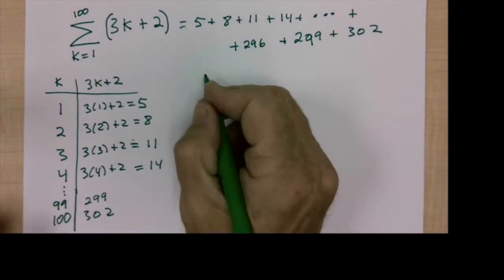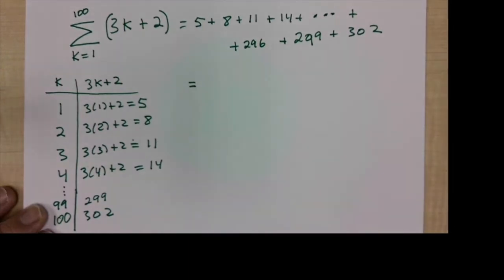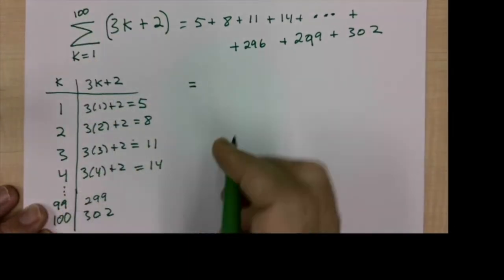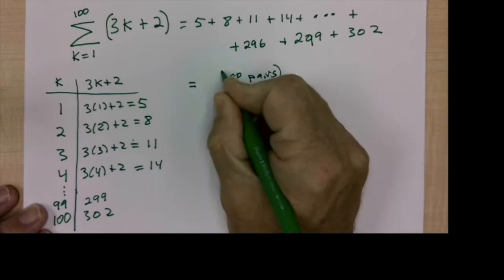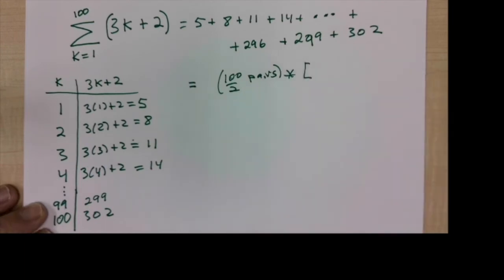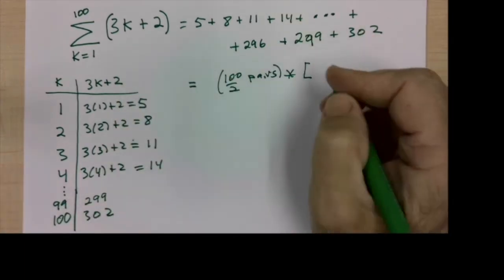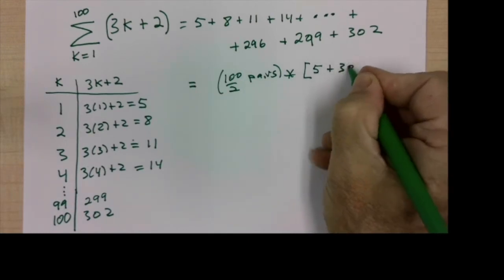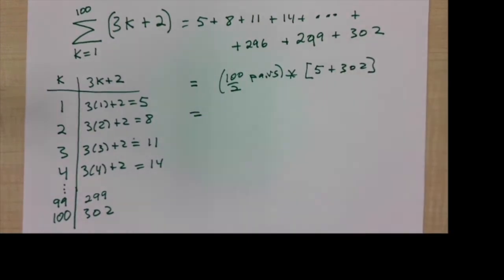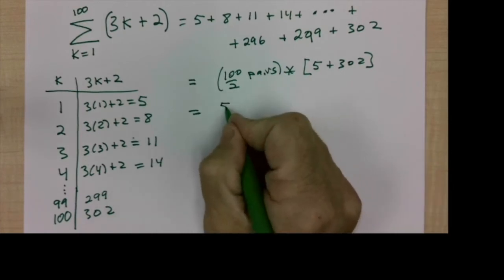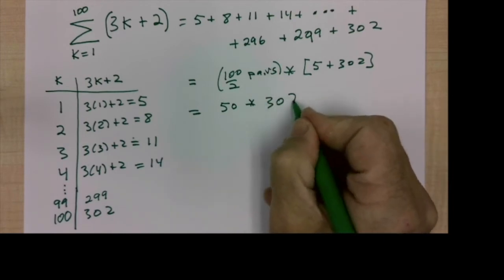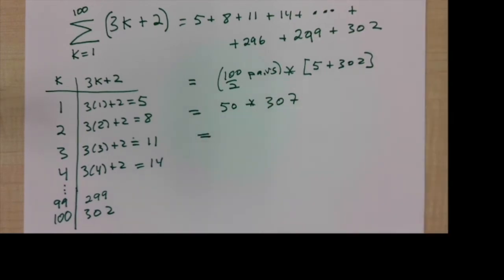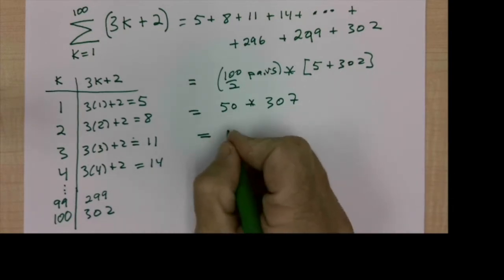So how many pairs do I have? There's 100 numbers in our list, so I have 100 divided by 2 pairs, times what is each pair worth? Each pair is 5 plus 302, first plus last. So we get 100 divided by 2 is 50, times 5 plus 302 is 307. Then we multiply those together. 50 times 307 gives me 15,350.